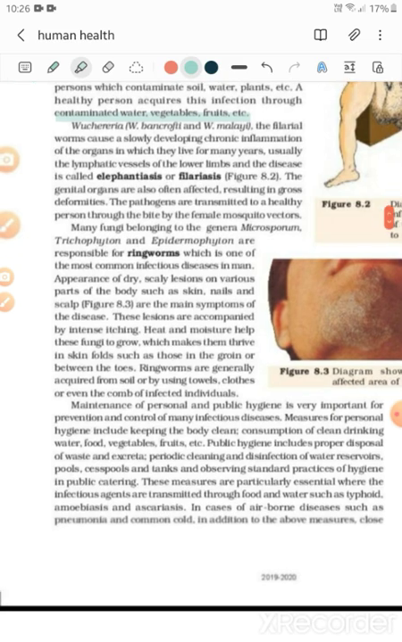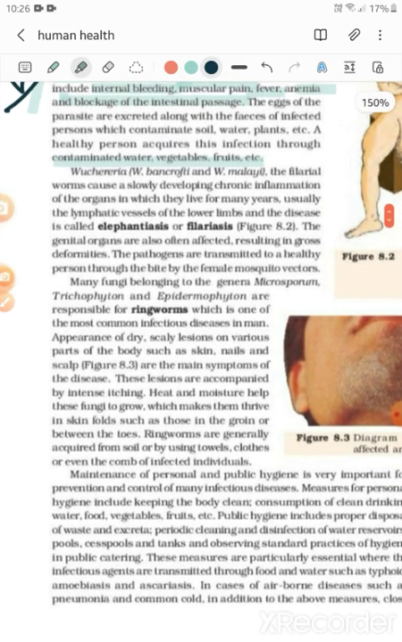Fine. So now the next one. Which area Bancrofti and which area Malayi? Note this point, very important causative agents. Fine. The filarial worms cause a slowly developing chronic inflammation of the organs in which they live for many years.